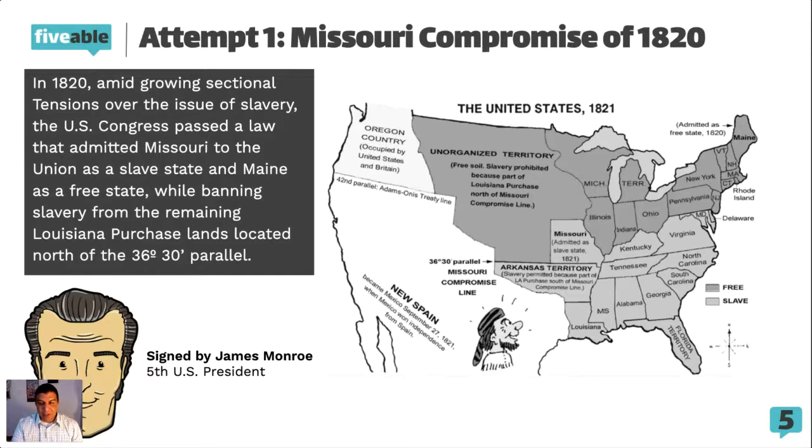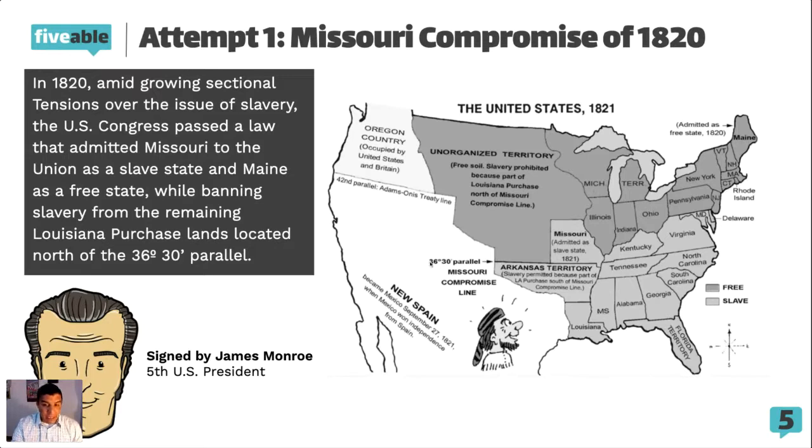To keep things balanced where? Perfect. To keep things balanced in the House of Representatives or in the Congress. So remember, every state gets 2 senators. So if you have an unequal amount of slave states or free states, you have more senators, which means you have more power. So this is a way to keep it even.